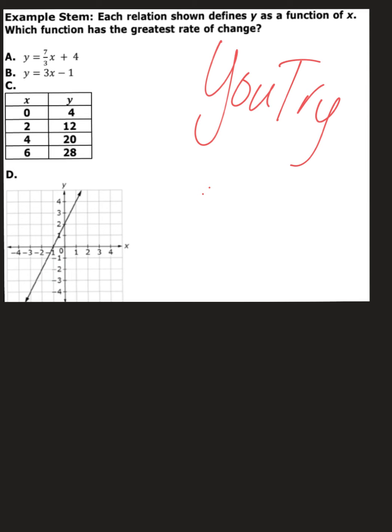All right, now for the U-try, I want you to please, on your paper, find the rate of change for each one of these. So you should have 4 rates of change on your paper. And then answer the question, which function has the greatest rate of change? So each one of these, I want you to please find the rate of change and then identify which one has the greatest rate of change, A, B, C, or D out of those options. Good luck, have fun.